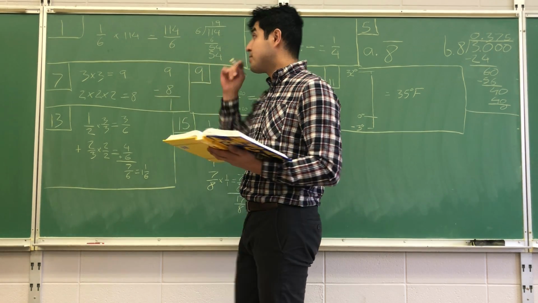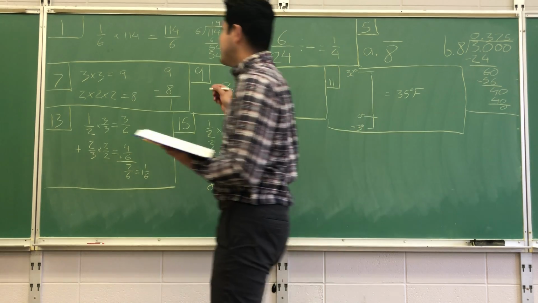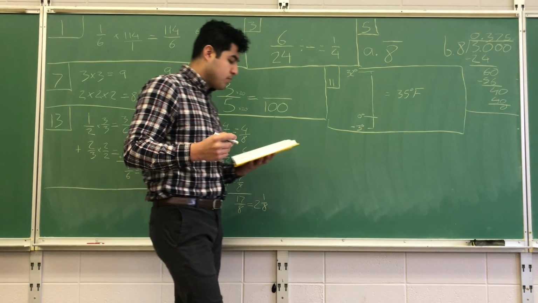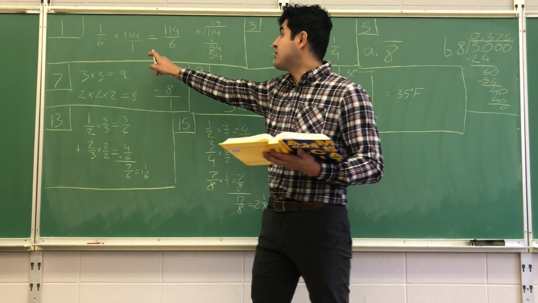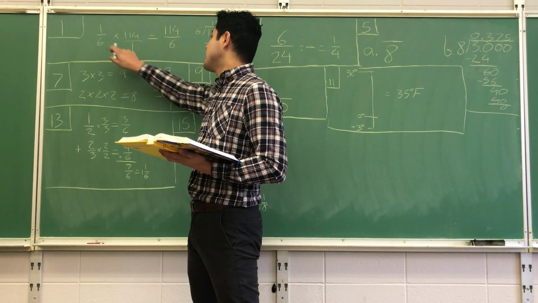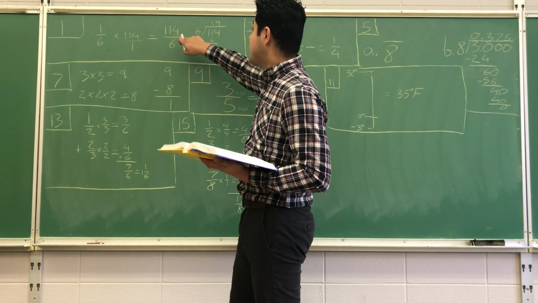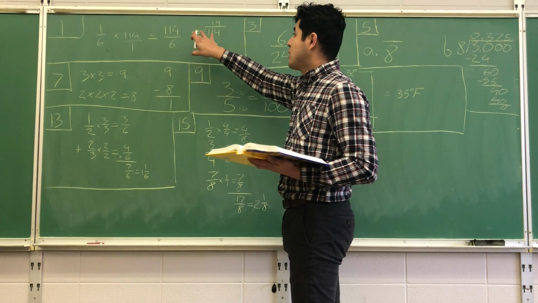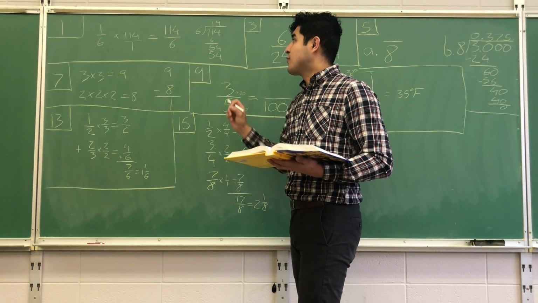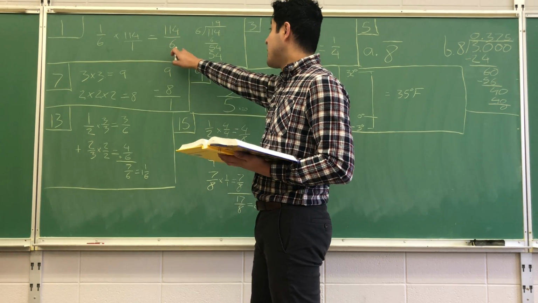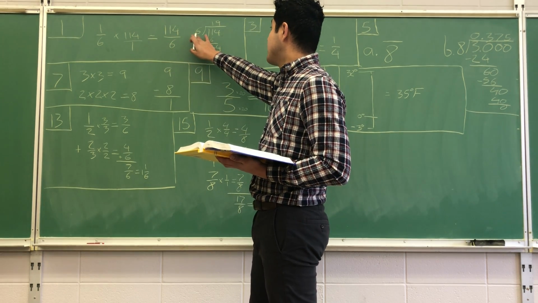Now, when multiplying a whole number, we can draw our line and place the 1 as the denominator. And so we multiply the numerator by the numerator and the denominator by the denominator to give us the final answer of 114/6. Now we turn this into our division problem. The 114, the numerator, becomes the dividend, and the denominator 6 becomes the divisor.